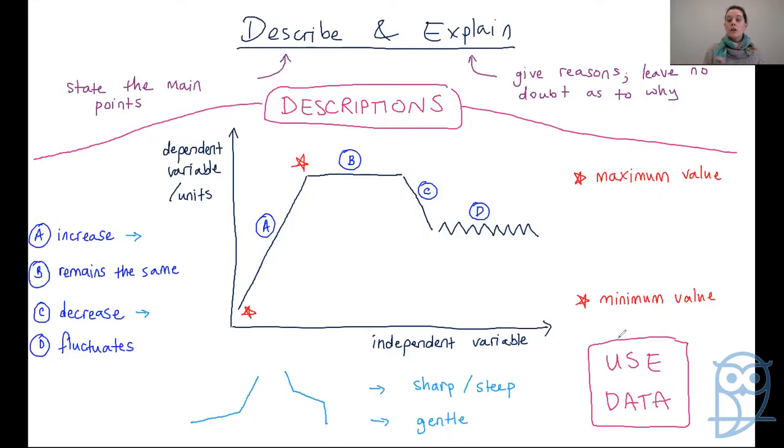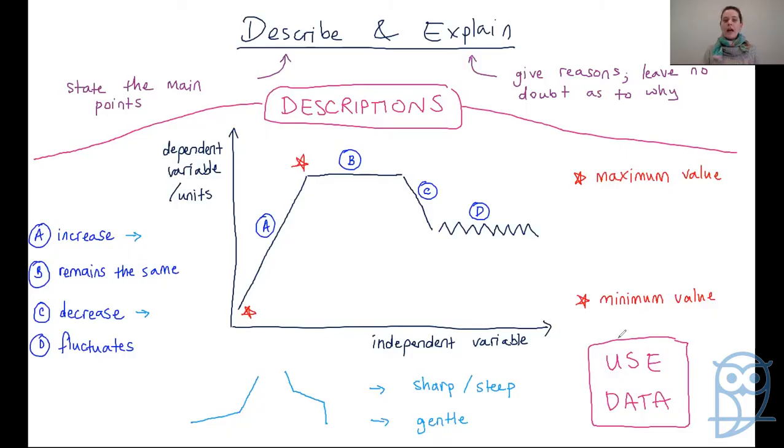So we can be asked to describe a graph, we can be asked to explain a graph, or we can be asked to describe and explain a graph, in which case we've got to do both of them together. If you're only asked to describe, you do not explain. If you're only asked to explain, you do not describe. If you're asked to do both, you do both. And it's really important that you follow those instructions very carefully.